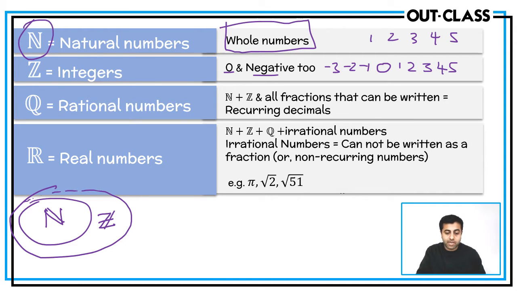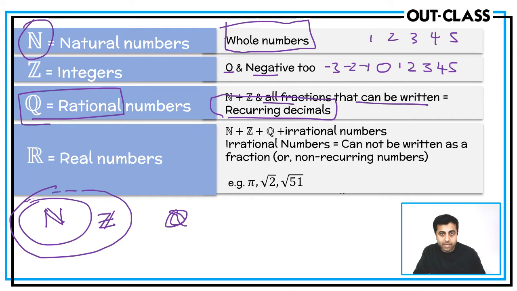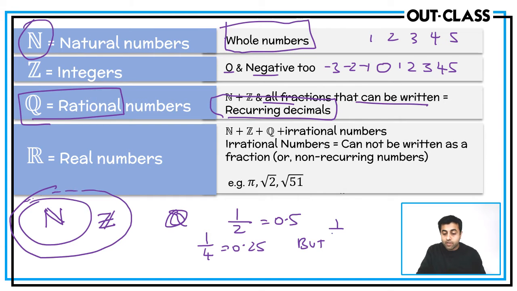The next bigger subset is Q, which is rational numbers. Now what are rational numbers? You have your whole numbers, you have 0 and 1, but you also add fractions that can be written as recurring decimals. Now this sounds pretty complicated, we'll do this later, but these are nice sounding, sort of half is 0.5, 1 over 4 is 0.25, but 1 over 3 you get 0.3333. This is not a rational number, okay, because it never stops. It just keeps going 0.33333. So that doesn't come in rational numbers.